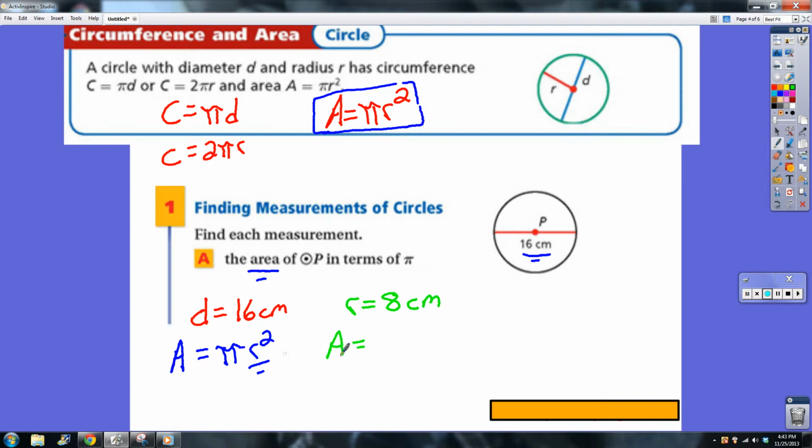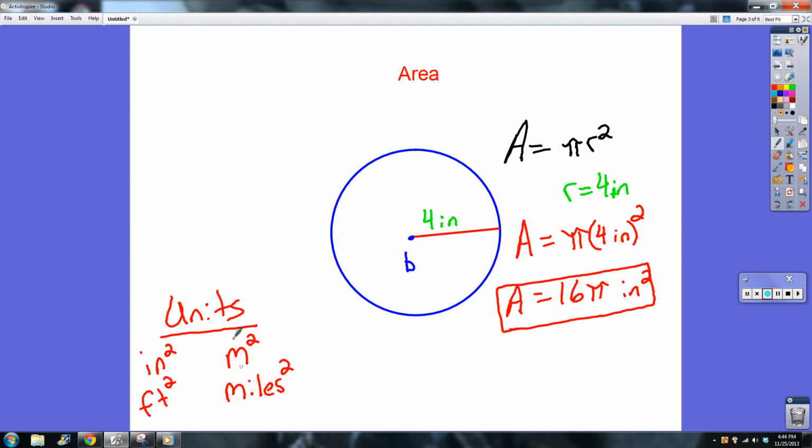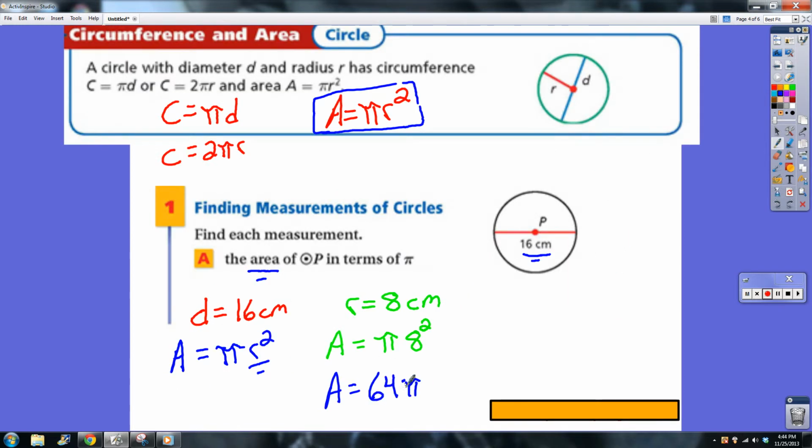Area is equal to pi multiplied by the radius, which is 8, to the power of 2. And what is 8 to the power of 2, or 8 squared? It is 64. So area equals 64 pi. What are our units of measurement going to be here? Remember, area is always measured in units squared. So it's going to be area equals 64 pi centimeters squared. There we go. We have found the area of that circle.